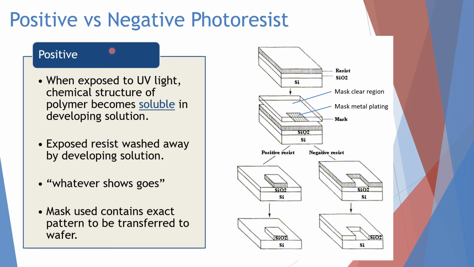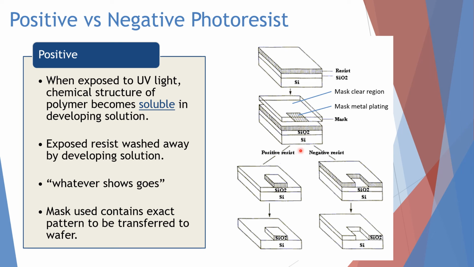Now let us look into the positive photoresist first. For the positive photoresist, when it is exposed to the UV light, it will become soluble. So for example, here we have resist, then silicon oxide and also the silicon wafer. Let's say this is the mask before we do the printing. So this mask will be exposed with UV light. From the top there will be UV light. Let's say this is the metal mask, meaning the chrome is already placed inside here.